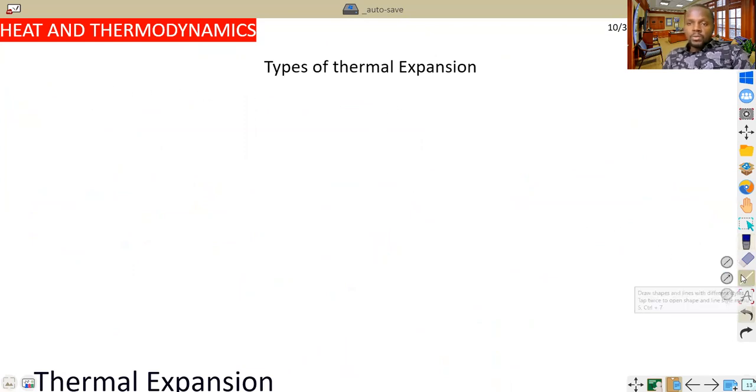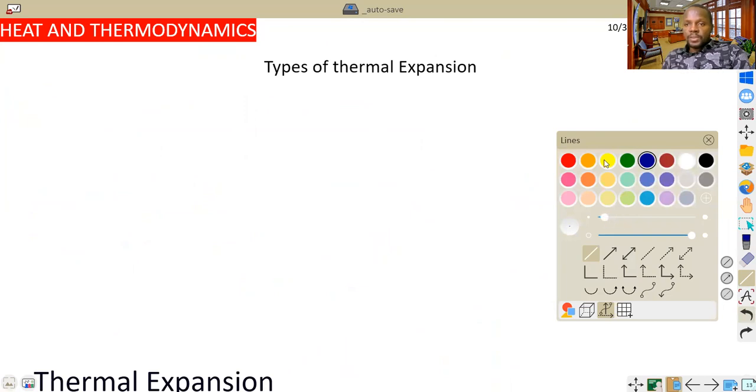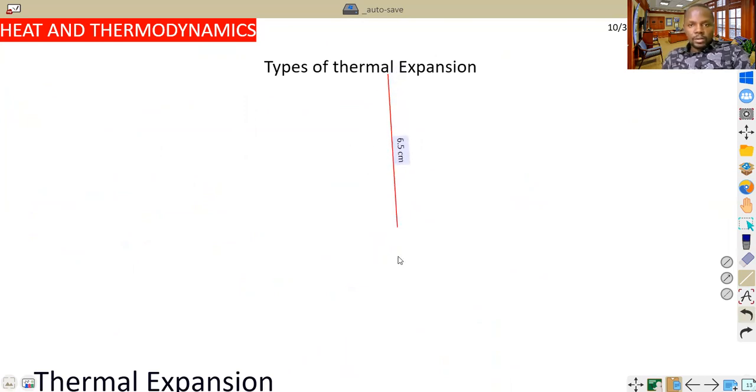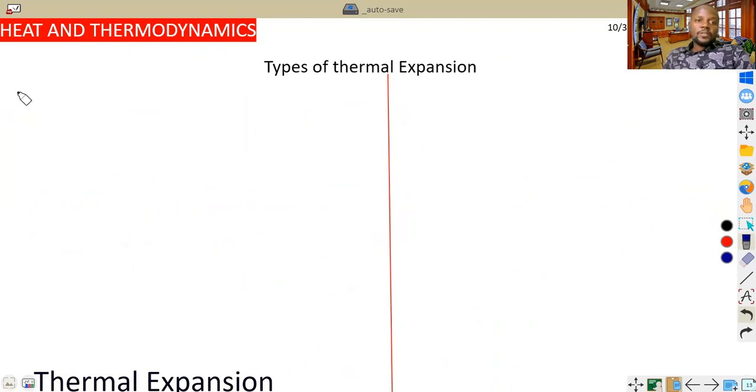Let us make a ruler. Let's rule the page so that we have enough space for work and other things. Now there are 3 types of thermal expansion. The first one we call linear expansion, which is basically based on increase in the length of the substance. The second type of expansion we call superficial expansion, which is based on area, or the change in area of a substance.